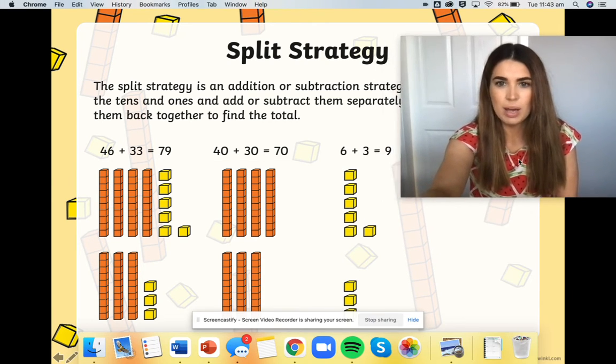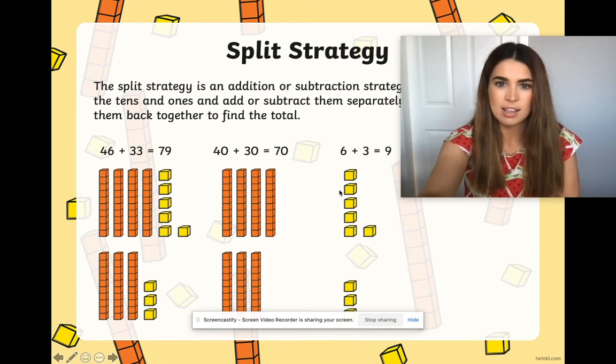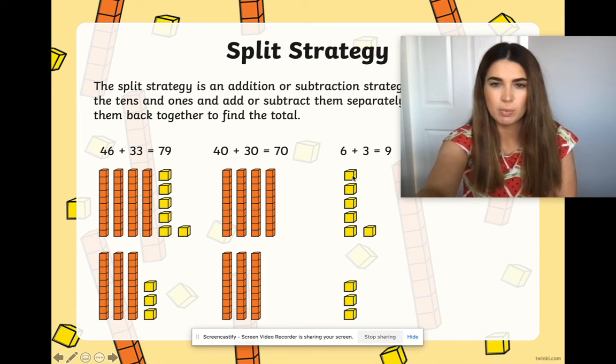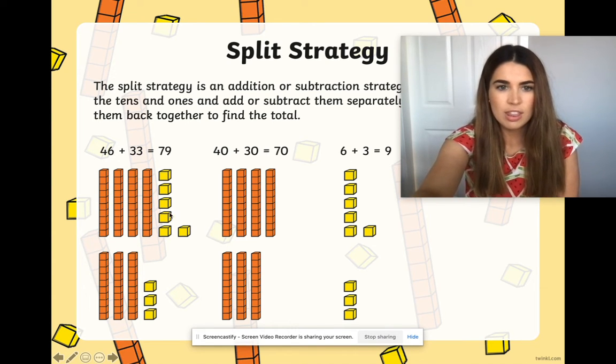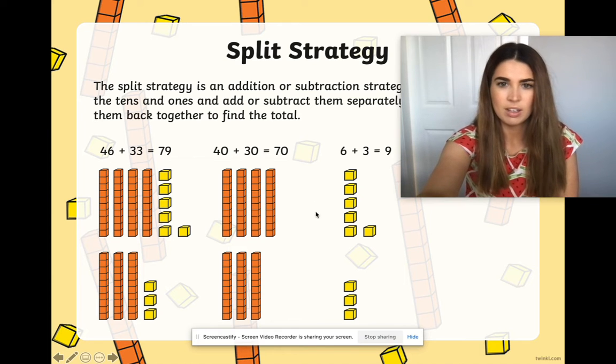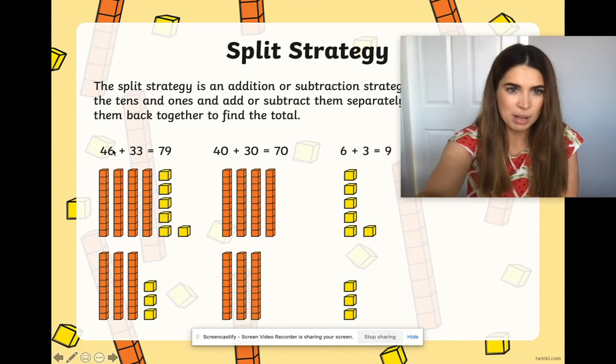Next, I'm going to add my ones. These are my little yellow blocks, also known as unit blocks. We can call them ones or units. So this part of the number is represented over here. I had 6 here. I can see it in my number form up here, and I can see it in block form here. So I'm just going to add this part of the number next to this part of the number. So it's like 6 plus 3.